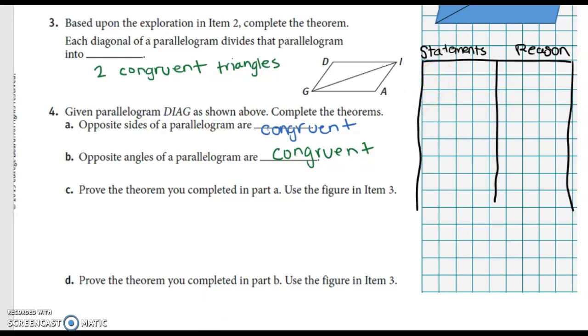So our first statement is going to be the stuff that we know about parallelograms, right? So in these two triangles, we know that segment DI is parallel to segment AG, and that segment IA is parallel to segment GD because of the definition of parallelograms.